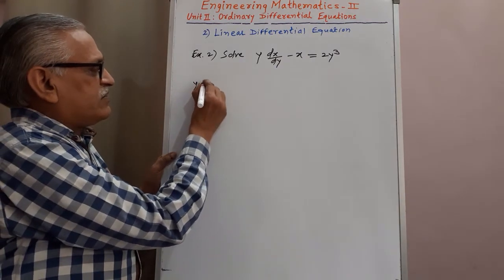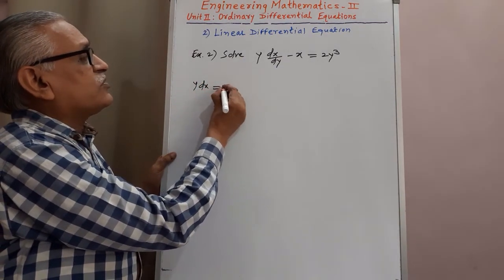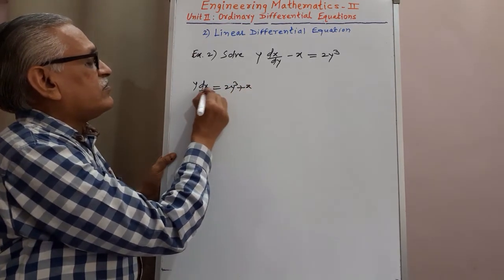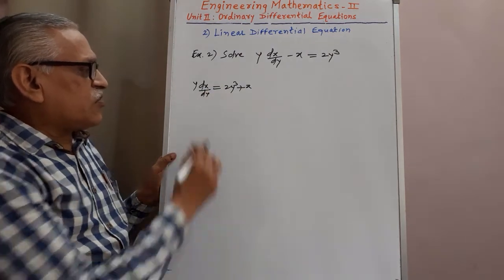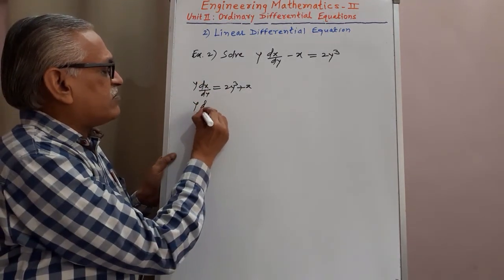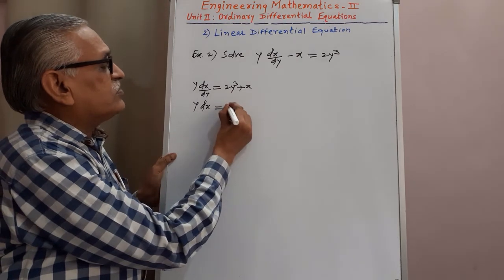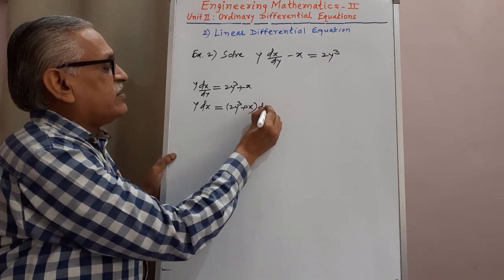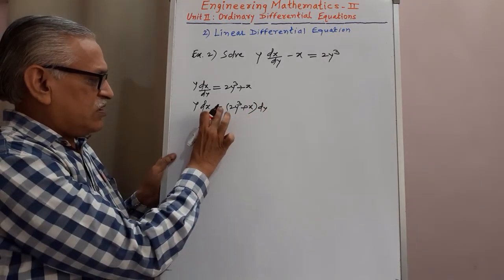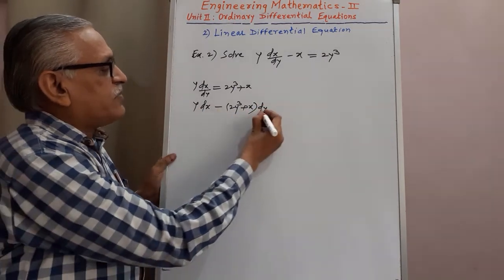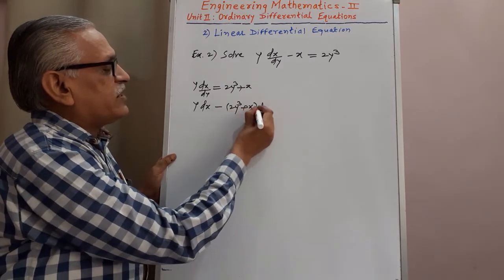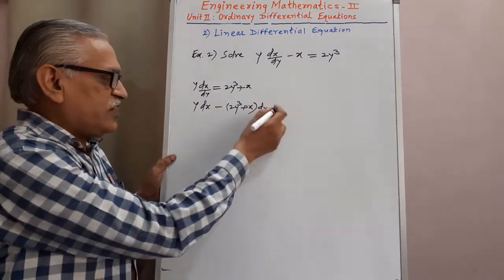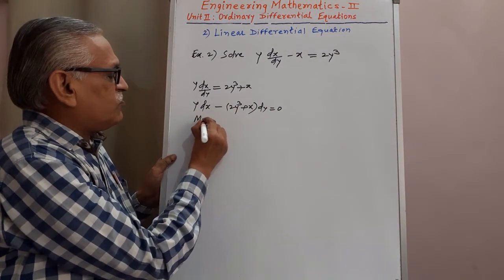Therefore, y dx is equal to 2y cube plus x. Then cross multiplying, we get y dx is equal to 2y cube plus x into dy. Then transferring this to the left, we get y dx minus (2y cube plus x) dy equal to 0. Comparing with M dx plus N dy, we get M is equal to y.